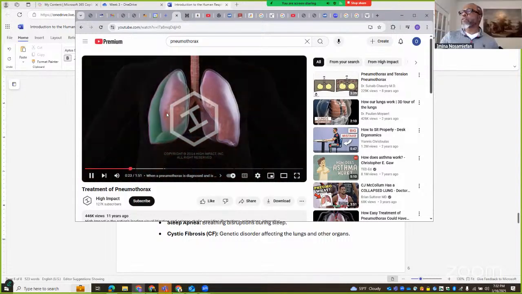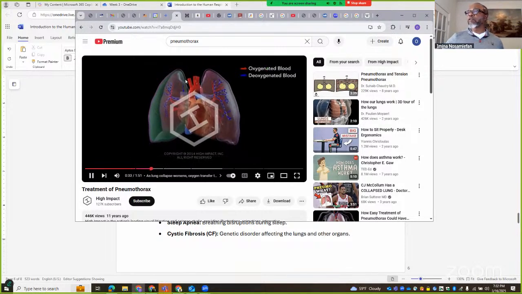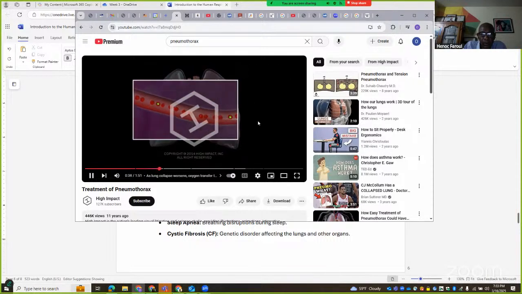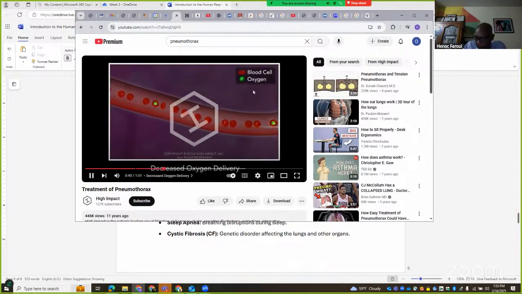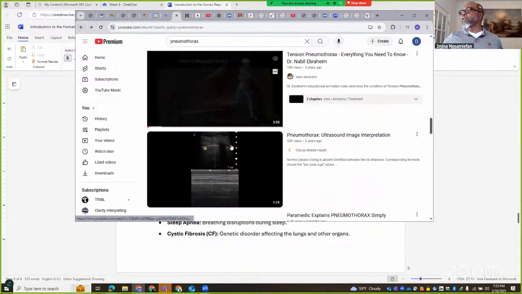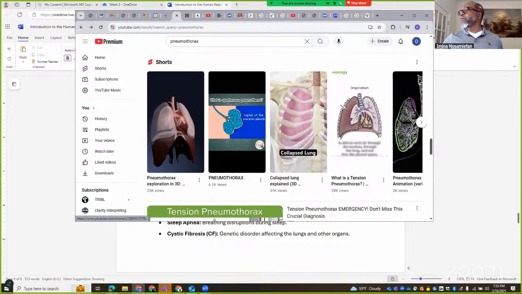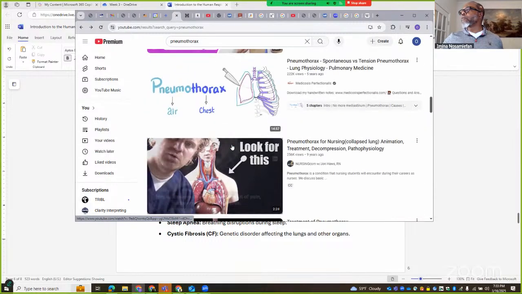So you see the air now escapes into the space, right? And then it now presses on the lungs. So you see that this lung has become smaller, which means you're not getting enough air. Okay, so that's what in the thorax will cause a collapsed lung. So anyway, you can search around and see what.